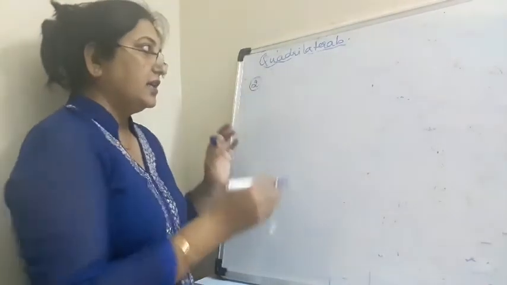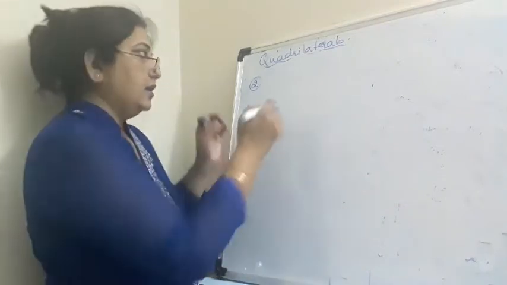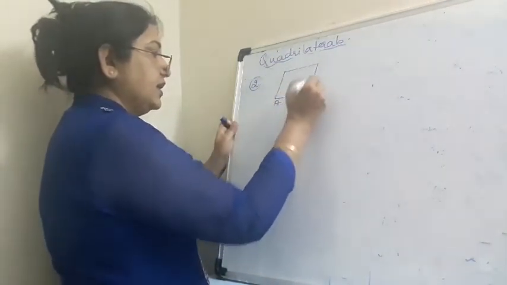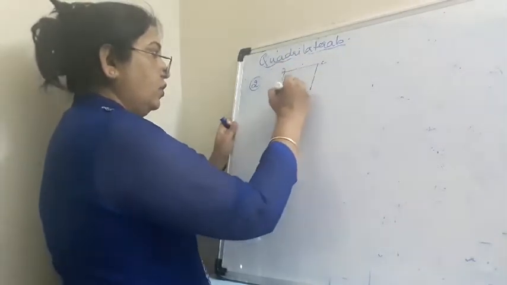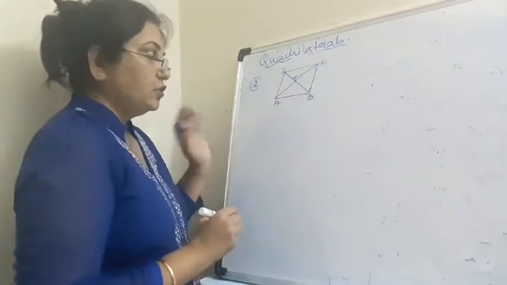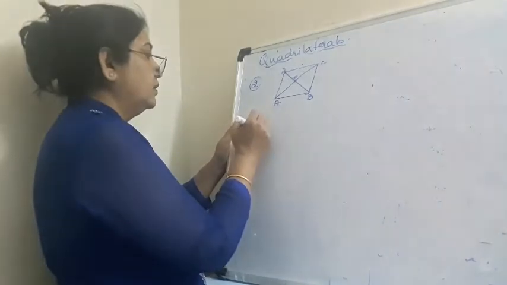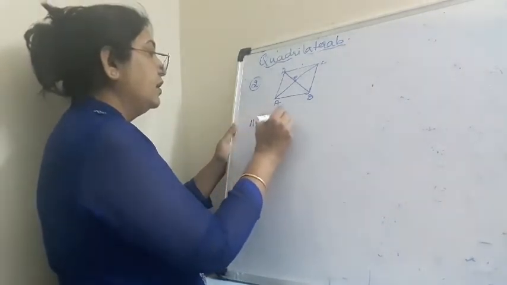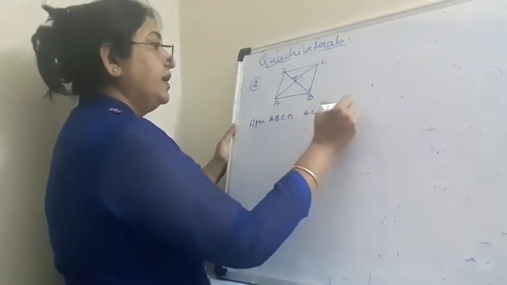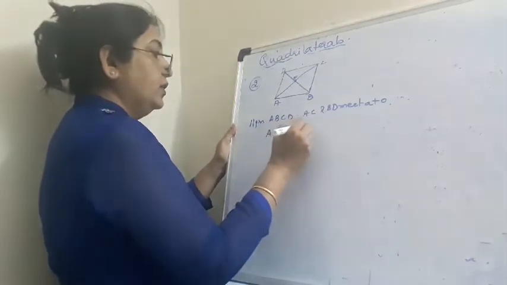Question number 2 says that if the diagonals of the parallelogram are equal, then it is a rectangle. So let us draw a parallelogram, naming it as ABCD. Draw the diagonals, and let them meet at O. It is given that parallelogram ABCD in which AC and BD meet at O and also AC is equal to BD.